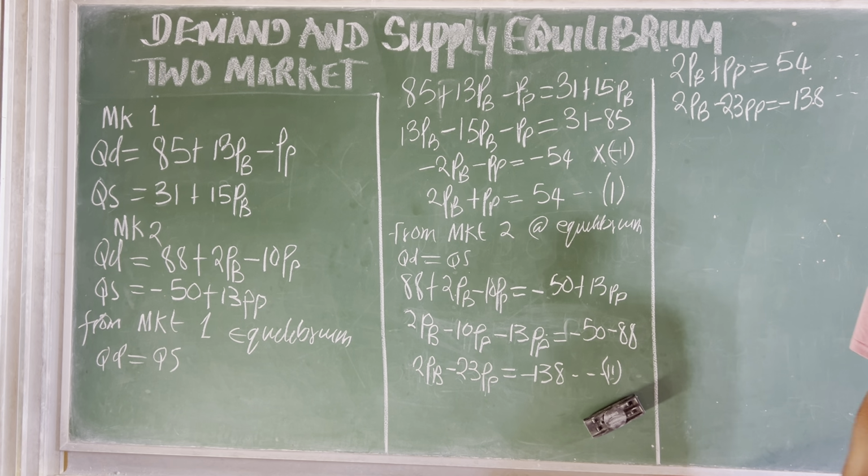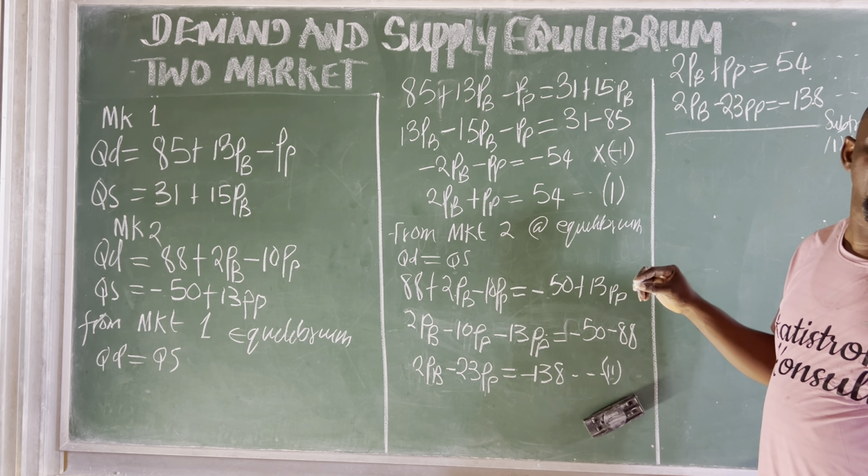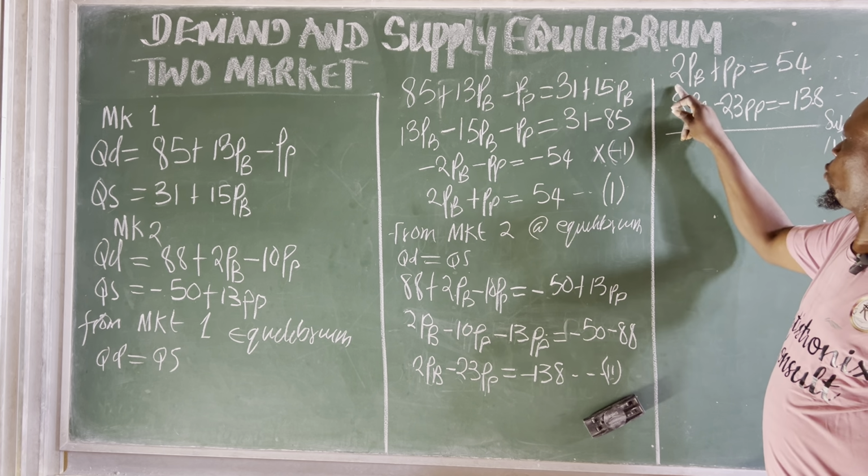But by virtue of the fact that the coefficient of PB is 2 and the coefficient of PB here is also 2, it will be easiest to use elimination. And if we are to use elimination, let's do this: we are subtracting equation 2 from 1. It means this minus this will be equal to 0. Okay? 2PB minus 2PB will be equal to 0. And by so doing, we have eliminated PB.